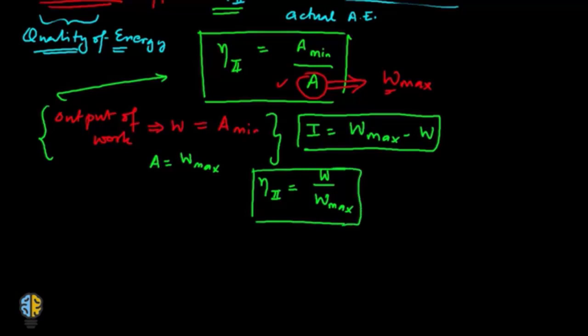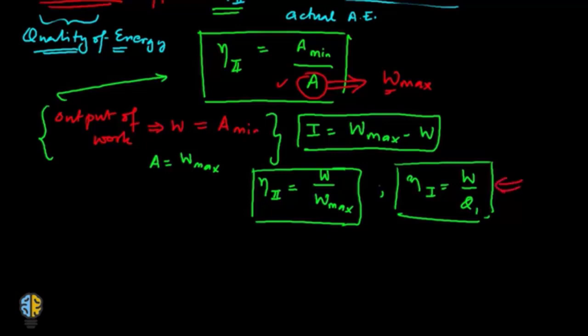Now let's write down the value of eta 1 as well. Eta 1 is equal to the output, that is W, upon the heat input, which is Q1, let's say. This is the value of eta 1. Now let us manipulate this particular value algebraically.